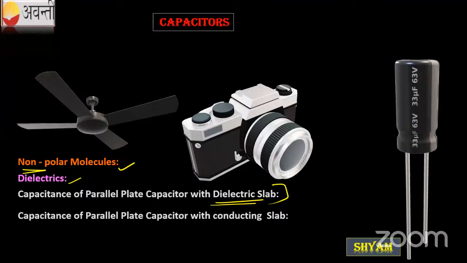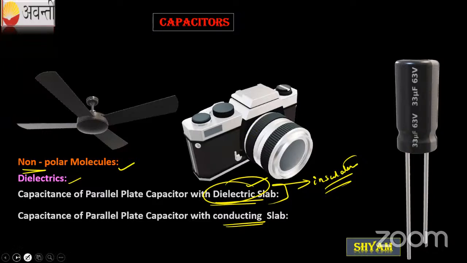Dielectric slab insert करते हैं कैपेसिटर के अंदर क्या होता है देखना है. And in case I place a conducting slab instead of a dielectric slab, what will happen? Dielectric means, as I told yesterday, it's an insulator, right? Conducting means it's a conducting one. Now we need to analyze all these things. And lastly, today we are going to discuss good numericals. Numericals we will solve. Clear, right? This is all about today's agenda.